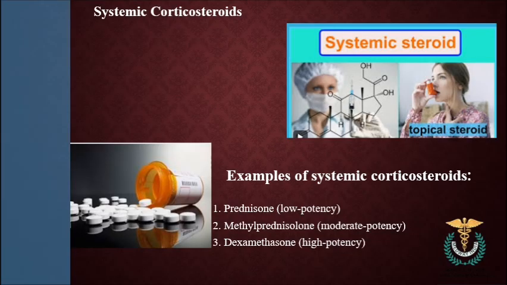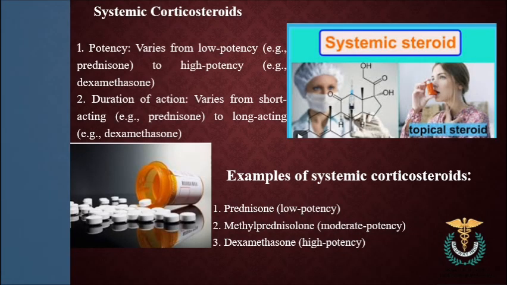Systemic steroids' potency varies from low potency, for example prednisone, to high potency, for example dexamethasone. The duration of action varies from short acting to long acting, and the examples include prednisone, which is low potency, methylprednisolone, which is moderate potency, and dexamethasone, which is high potency again.